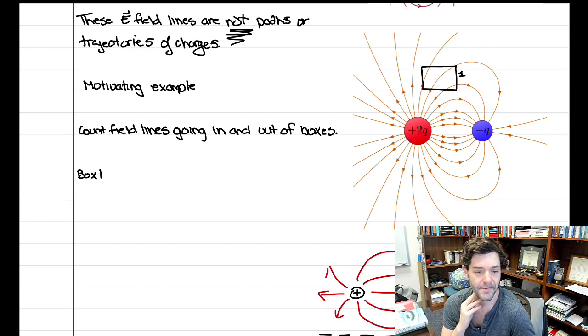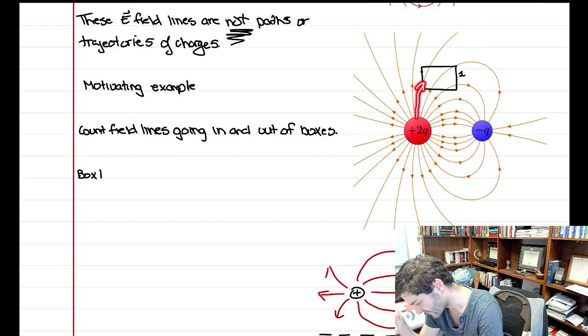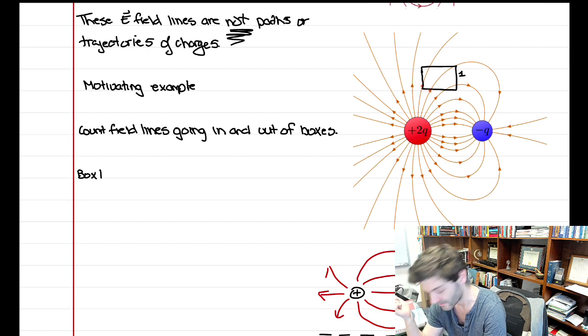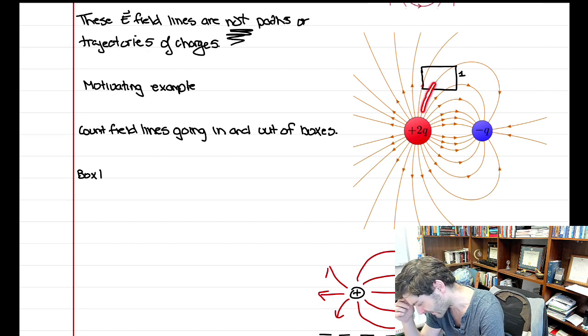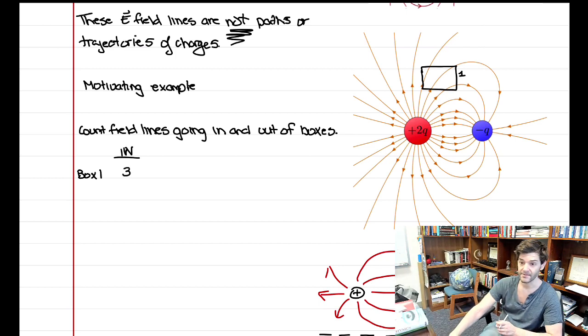And I'm going to count how many field lines go into the box, and then also how many field lines come out of the box. So if I look at how many field lines are going into the box, that are piercing the surface, it looks like this field line here pierces the surface. So there's one field line there that enters the box. There's another field line here that enters the box. And then there's another field line here that enters the box. So it looks like 1, 2, 3. 3 field lines enter that box.